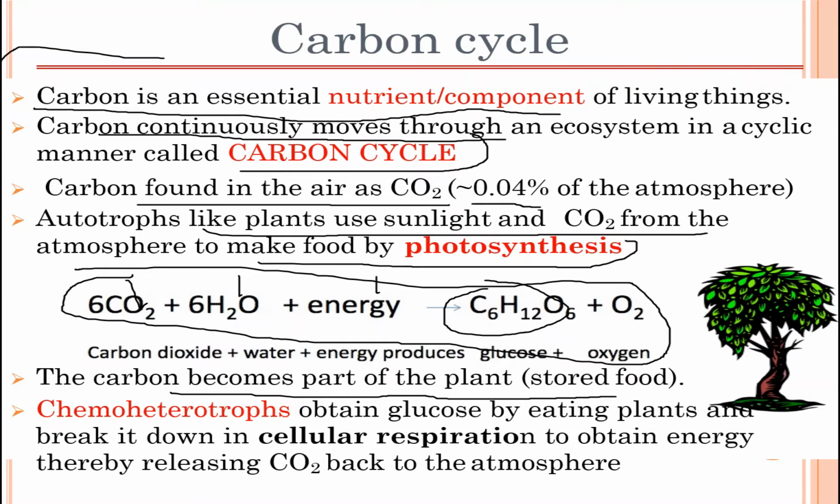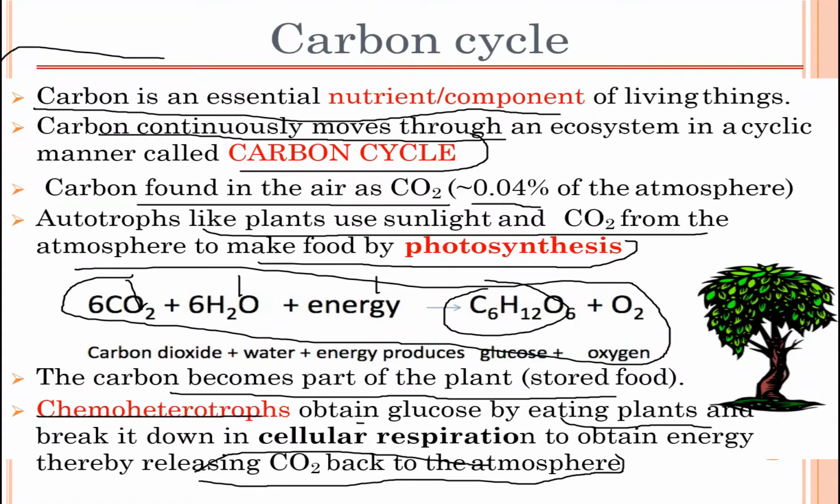Next we have heterotrophs, which obtain glucose by eating plants and break it down in cellular respiration to obtain energy, thereby releasing CO2 back to the atmosphere. Heterotrophs are organisms which depend on food and on chemical substances for fulfilling their requirements.